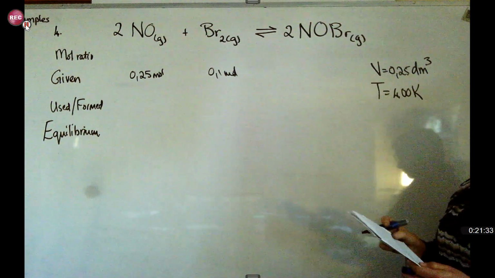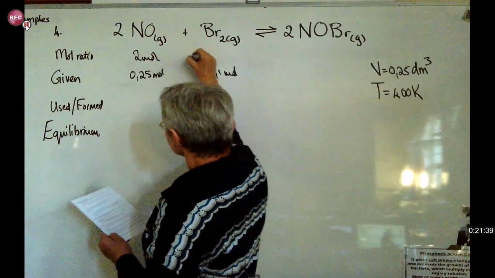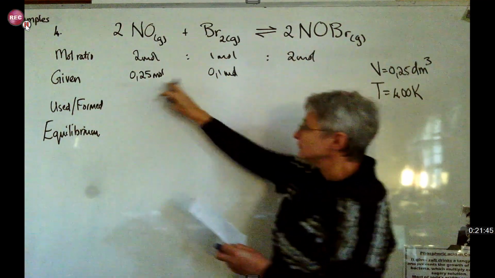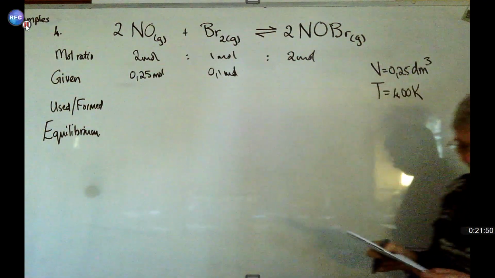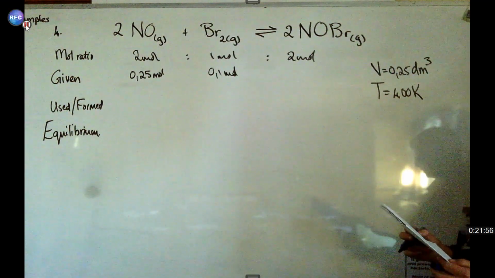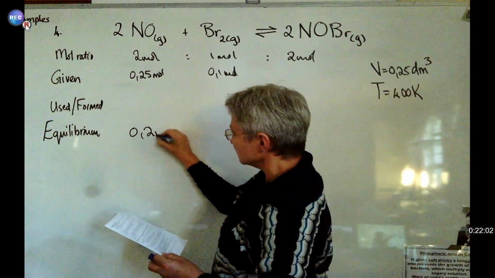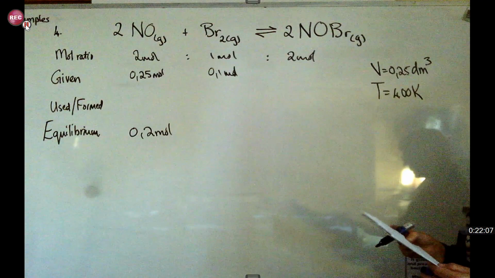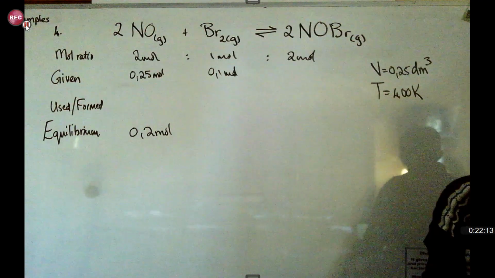Okay. The balanced equation for the reaction is given, and it gives us a mole ratio of 2 moles to 1 mole to 2 moles. Obviously, the given amounts will not follow the mole ratio. Equilibrium is reached after 10 minutes, and it is found that there are 0.2 mole NO present. So 0.2 mole of the NO is present at equilibrium. Calculate the equilibrium constant at this temperature, it says. So that's what they give us.